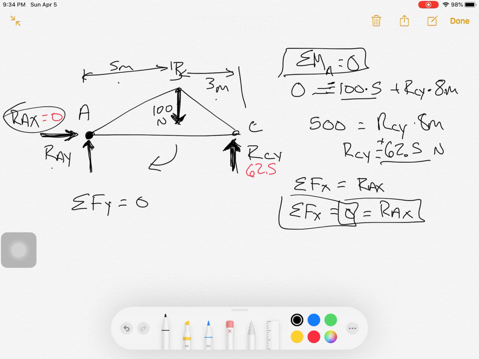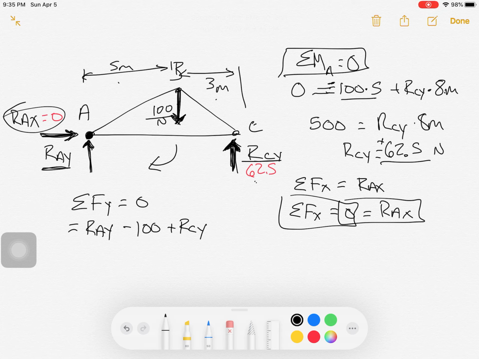So what are my forces in the y direction? I have 3 of them. I have RAY, which I have pointing up. I have 100 newtons, which I have pointing down. I have RCY. Now, just because we found RCY doesn't mean that we can ignore it. So what does this equal? Well, RAY is pointing up, so I'll make it positive, RAY. My 100 newtons is pointing down, so I'll make it negative, minus 100. And my RCY is pointing up, so I'll make it positive, RCY.